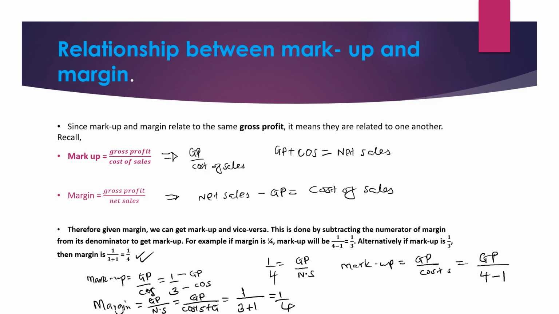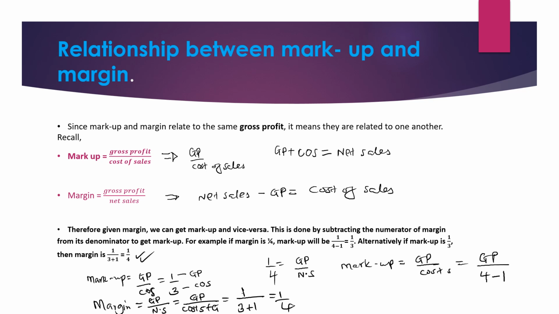But what you need to ask yourself is which information you have been provided with. If they have provided you with the cost of sales and they have given you the margin, then you need to change the margin to the markup so that you can use the cost of sales. But if they have given you the net sales and they have given you the markup, then you need to manipulate your markup to margin. Then you can use the net sales in order to get the cost of sales. Now, all this can be used in drawing the trading account.